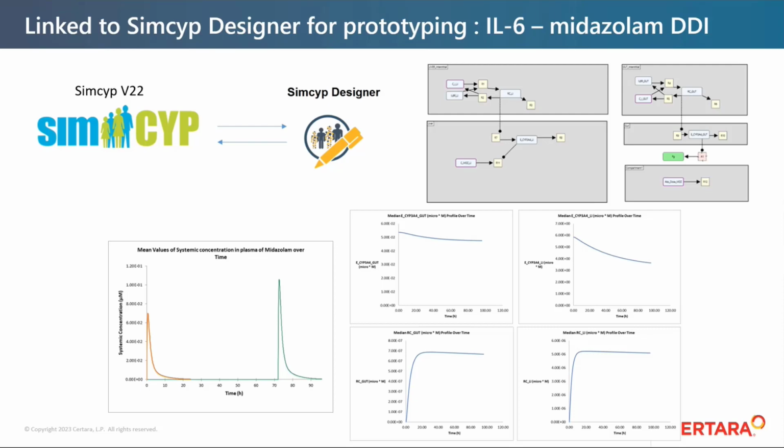And we're also showing you here a few different time courses. They are the CYP3A4 enzyme level change over time in liver and gut. Also, the IL-6 receptor complex formation in liver and gut over time. This is the driving force for the CYP3A4 suppression model.